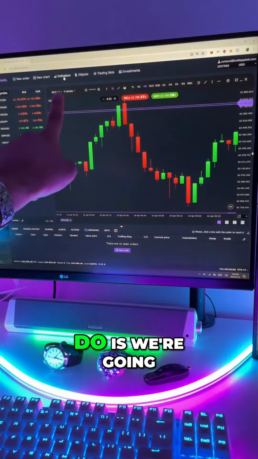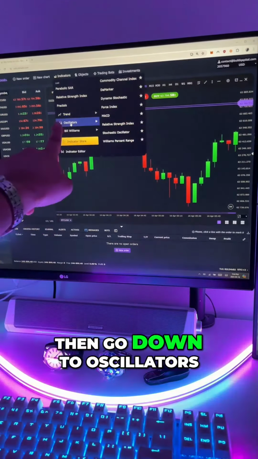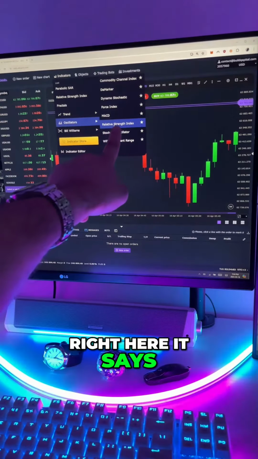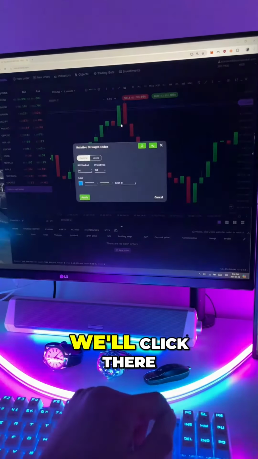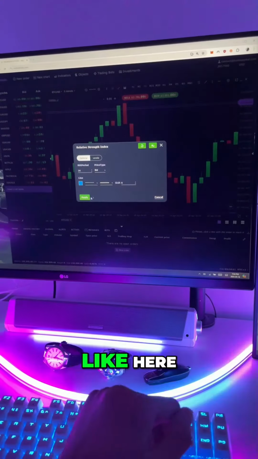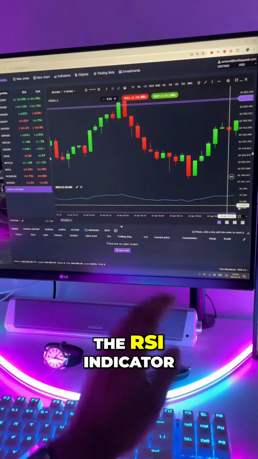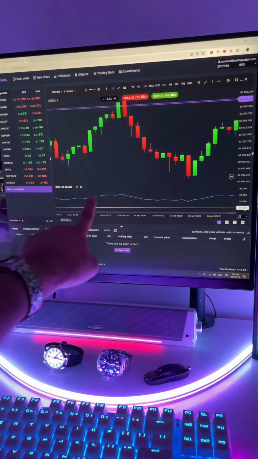So the first thing we're going to do is click our indicators tab right here, then go down to oscillators, and you can see right here it says Relative Strength Index. We'll click there. I personally don't change any settings, but you can change the settings how you'd like here. Click apply. And there we go. So now we have the RSI indicator on our chart. That's the one at the bottom here.